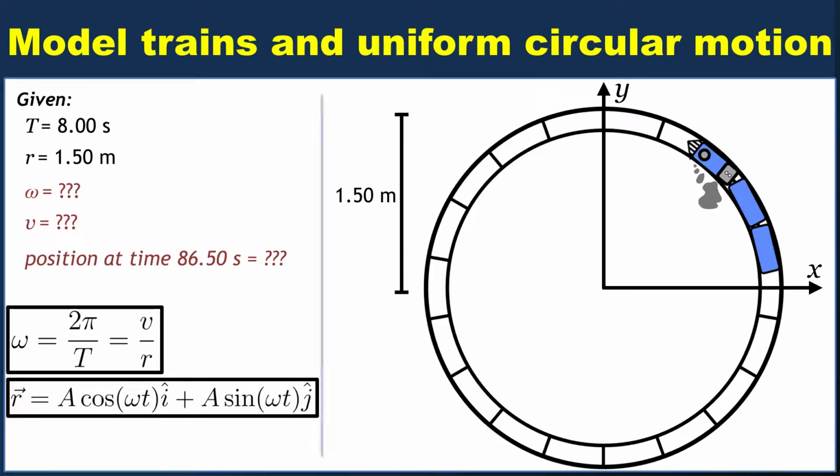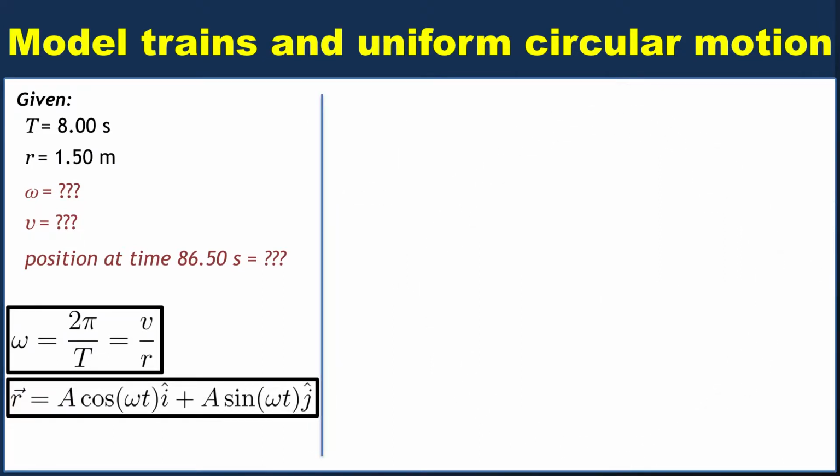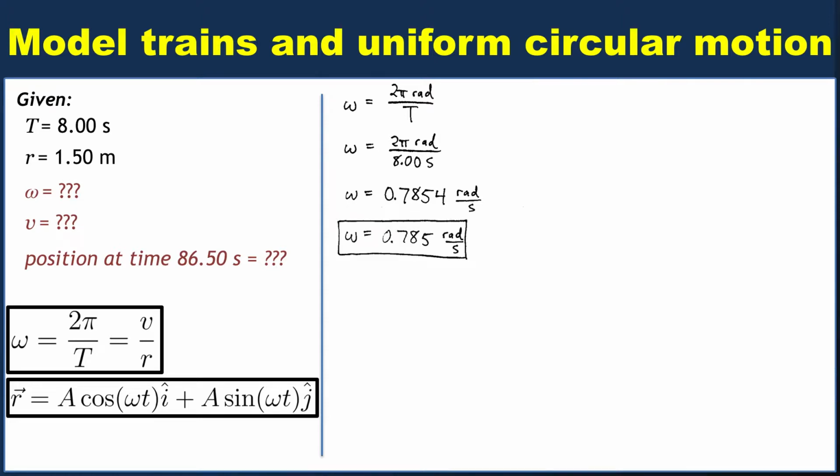Okay, so let's remove the drawing of the train, and let's start with the angular frequency. That's pretty simple to solve. The angular frequency is 2 pi radians divided by the period in seconds, so we just plug in the period of 8 seconds. We get that the angular frequency is 0.7854 radians per second, which to 3 significant digits is 0.785 radians per second. Let's write that over on the left.